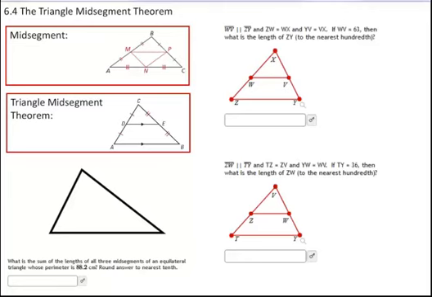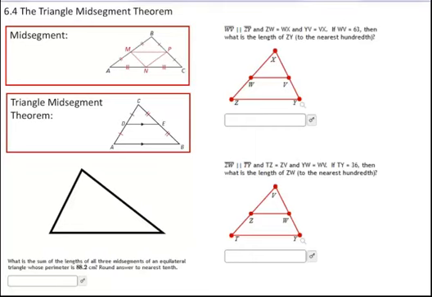The first concept that we're going to look at here today has to do with something called the midsegment of a triangle. And so this is 6.4. It's a single slide. It's one concept that has two sort of properties to it. So let's define a midsegment first.